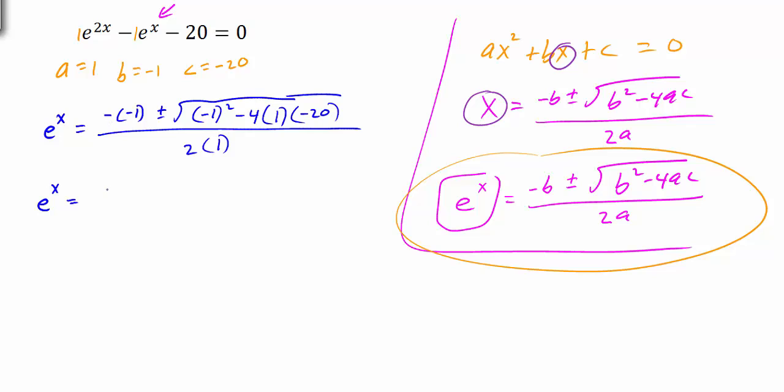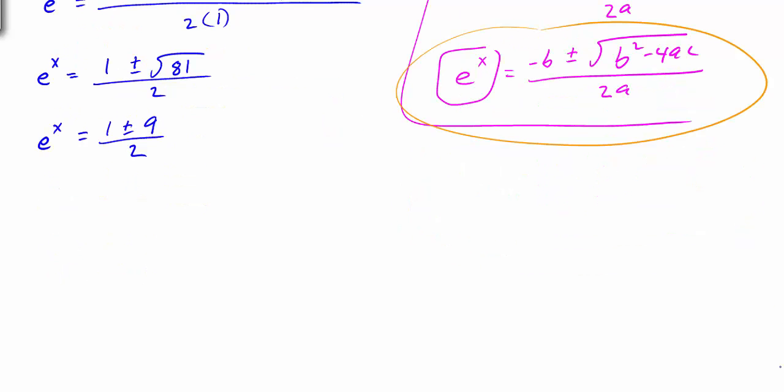So negative 1 is a positive 1, plus or minus the square root of negative 1 squared here is positive 1. And we have a negative 4 times a negative 20, so that's going to be a positive 80. So you have 80 plus 1 is going to give us 81 over 2 times 1 is 2. And then we're going to end up with 1 plus or minus the square root of 81 is 9.